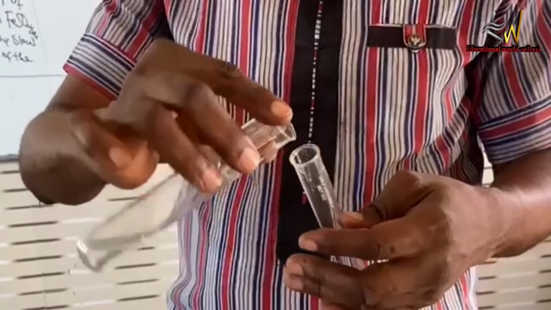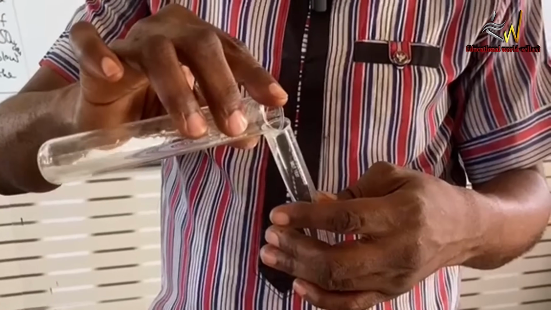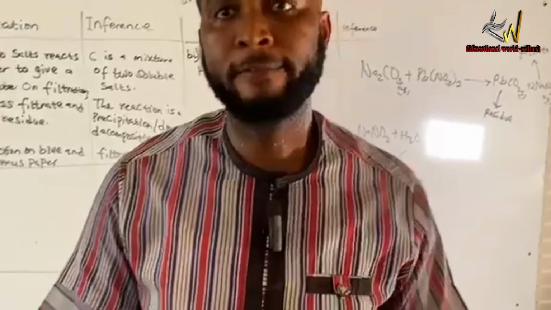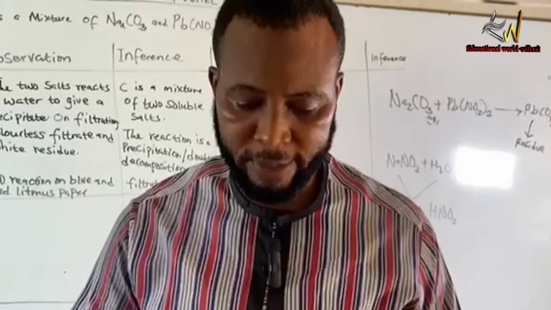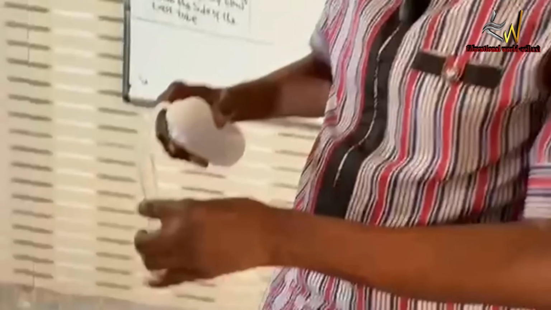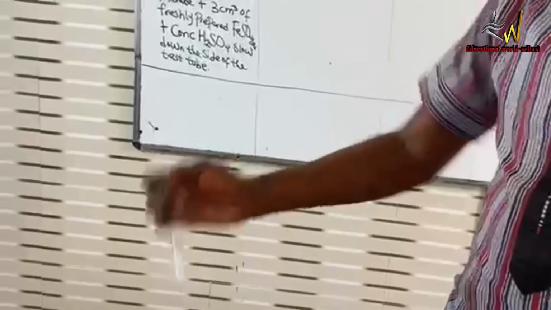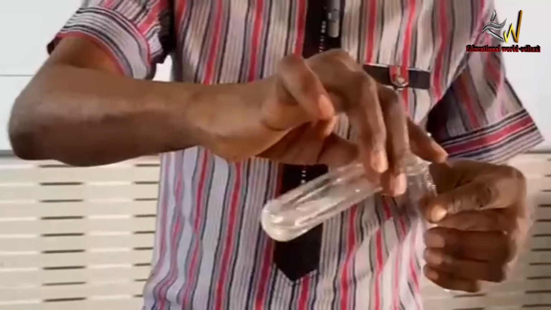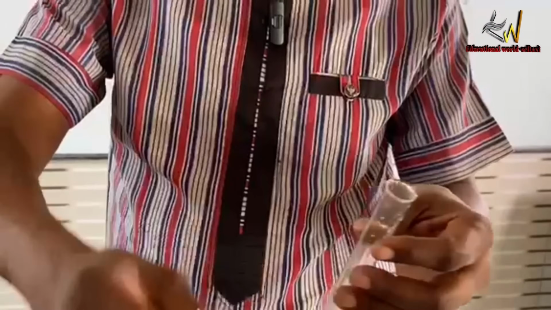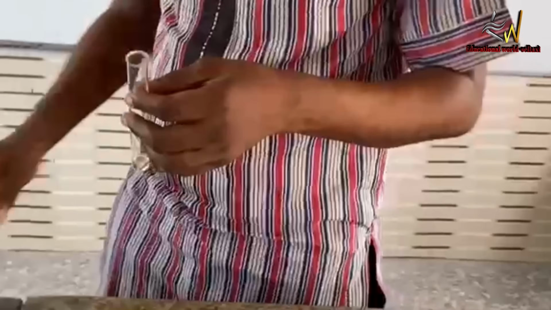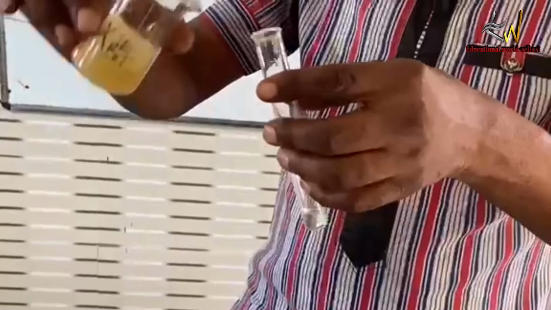Brown ring test is a test used to identify NO3 minus ion in the lab. I have to rinse this to avoid precipitation of other sorts. I have to rinse it with distilled water. Okay. Now let me add freshly prepared iron 2.